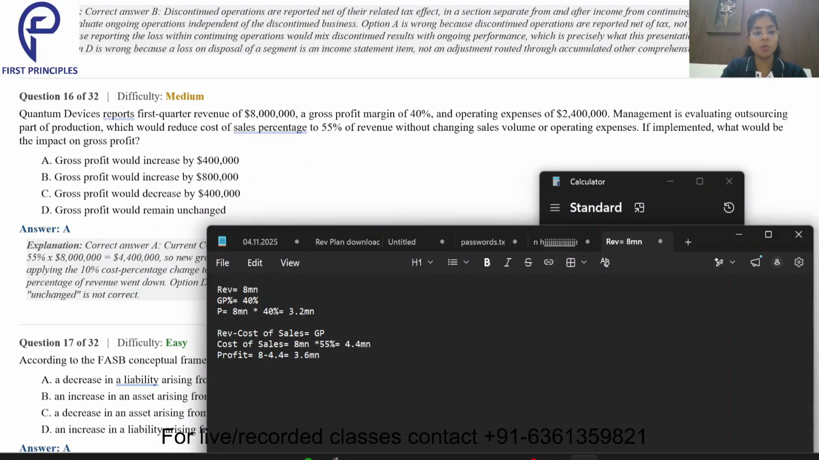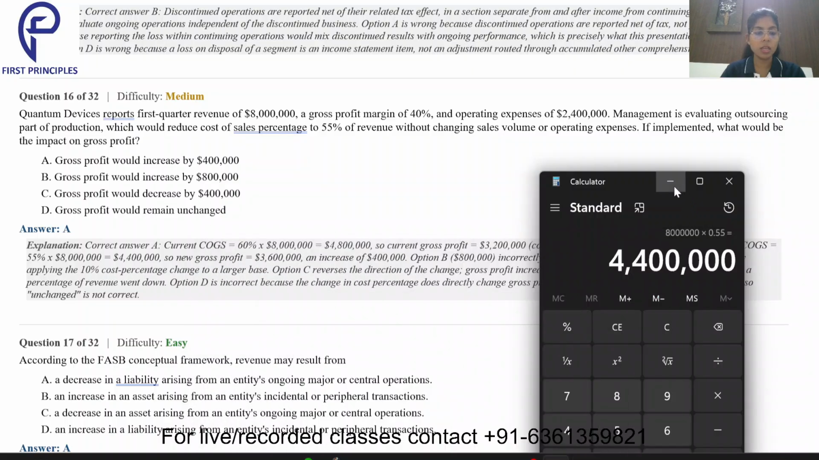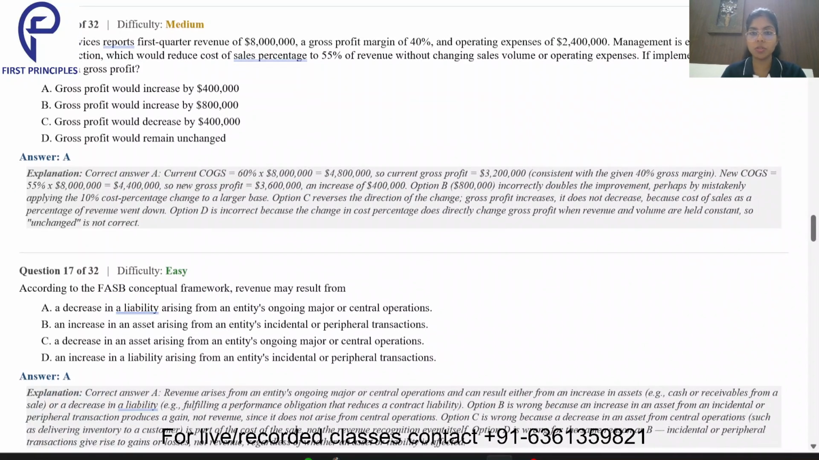8 minus 4.4 comes to 3.6 million. So previously my profit was 3.2 million. After that outsourcing, my profit has become 3.6 million. So there is a 0.4 million increase in profit. What has happened to my gross profit? 3.6 minus 3.2, 0.4 million is the increase in my profits. Okay, I hope this is clear to you guys.